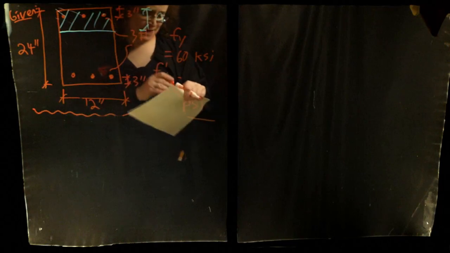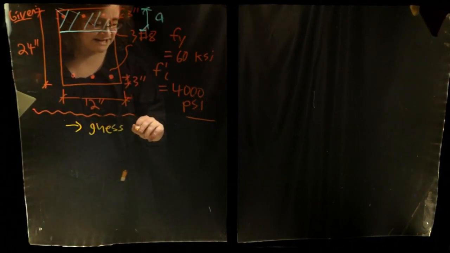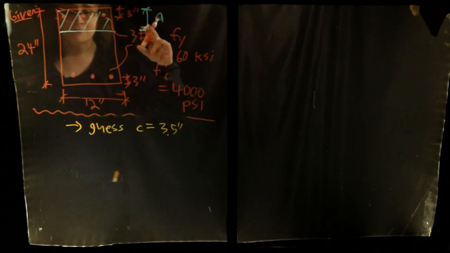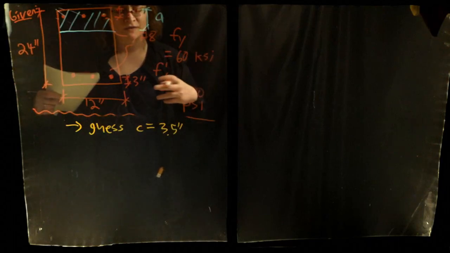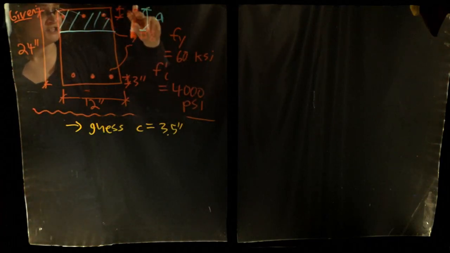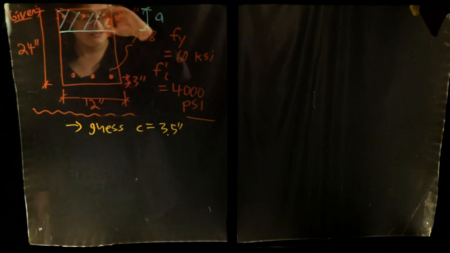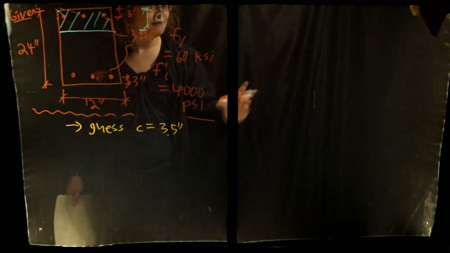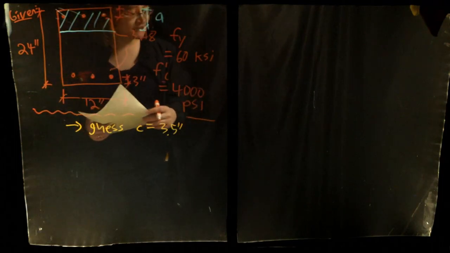We could do this any number of ways, but I'm just going to guess a nice round number. I'm going to guess that C, our neutral axis depth, is 3.5 inches. Again, we had too much force on the compression side in our force balance calculation, and based upon that, we knew that we had too much Whitney stress block depth. We're counting on too much area of concrete, so we need to shrink that and reduce the compression side of the ledger until it's hopefully equal to our tension side. So let's guess that C is equal to 3.5 inches.